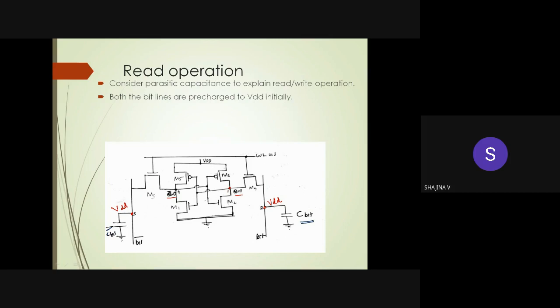Then this capacitor point, the bit line capacitor point is 2, bit bar line it is 3, and Q bar point is 4. Okay, mark those points 1 2 3 4 as well.